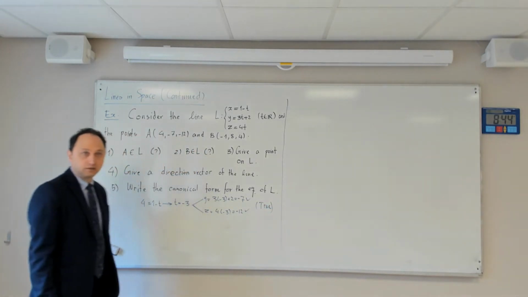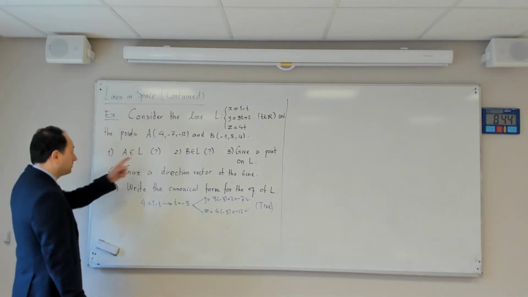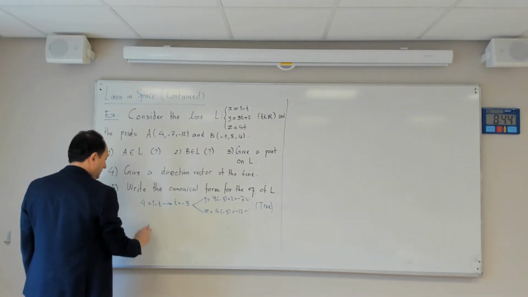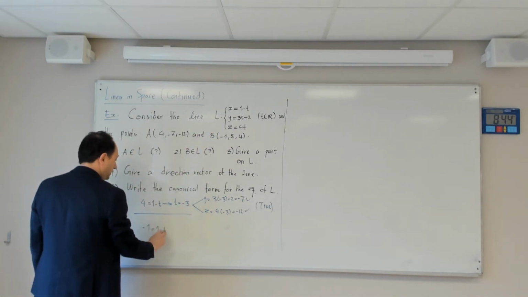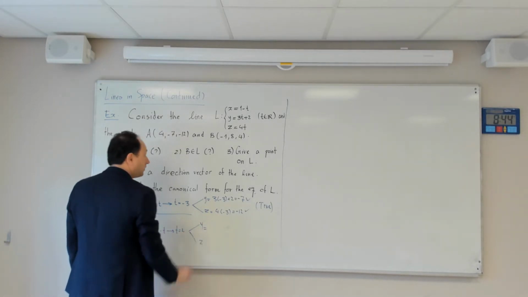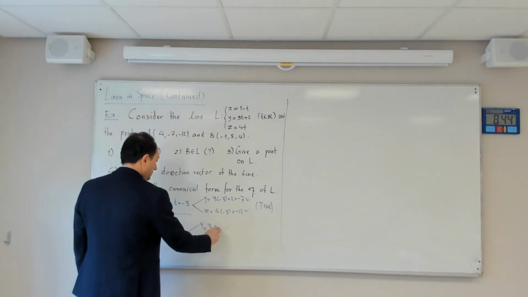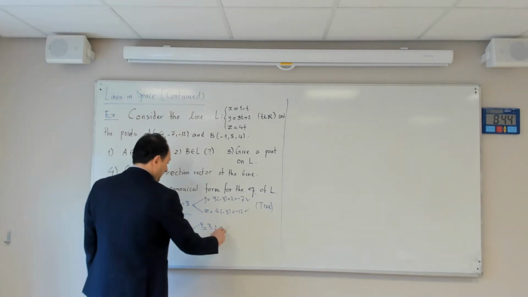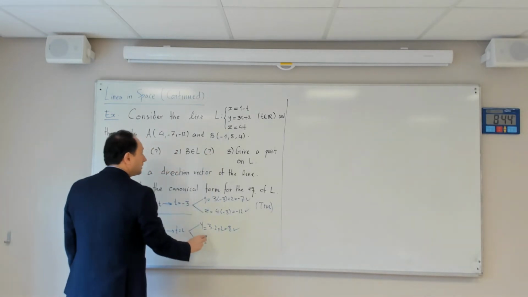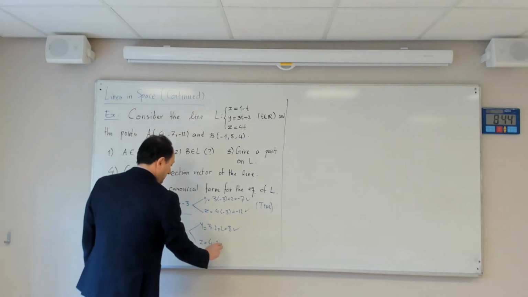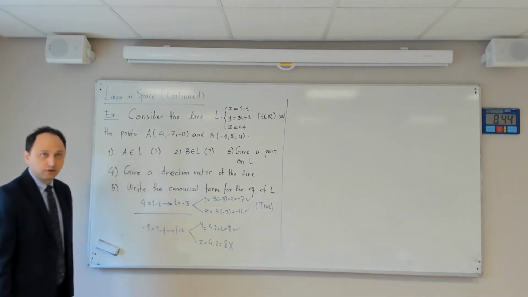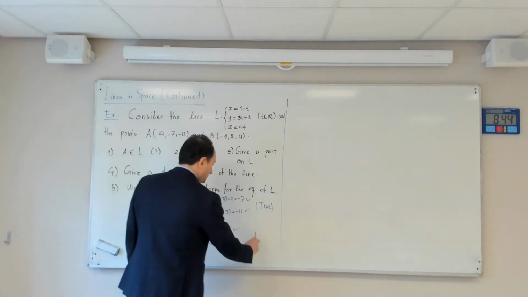A belongs to L. But if I go to the other one, number 2, I do the same thing. I take minus 1 and put it there. Minus 1 equals 1 minus t, and I calculate t, it becomes 2. Then I calculate y and z. y becomes 3 times 2 plus 2. How much is that? 8. That's also true. And I put it in z: 4 times 2 is 8, but this is not correct. If even one of them is not correct, you say that no, the point is not on the line. So this is false.